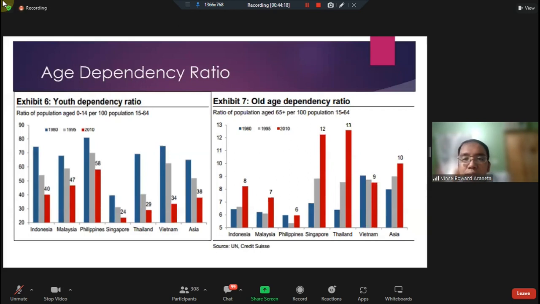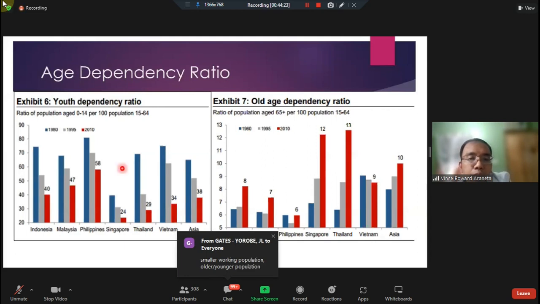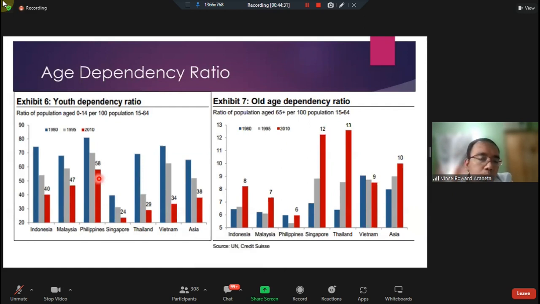It indicates that the economically active population and the overall economy face a greater burden to support and provide the social services needed by children and even by older persons who are often economically dependent. That's the basis of the age range.